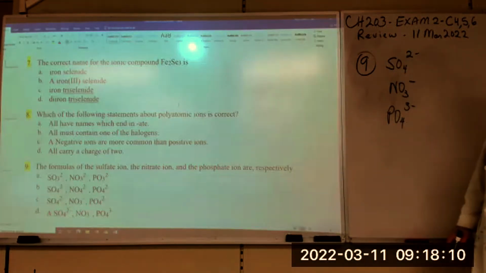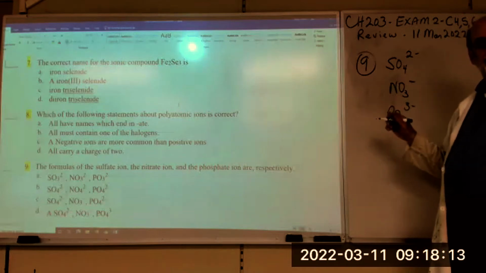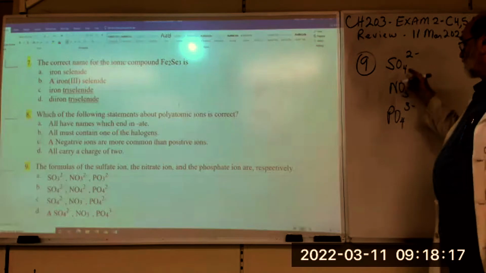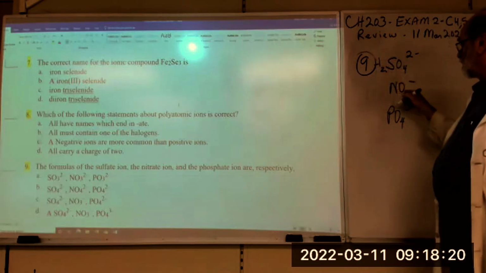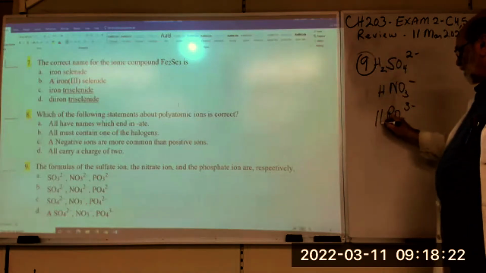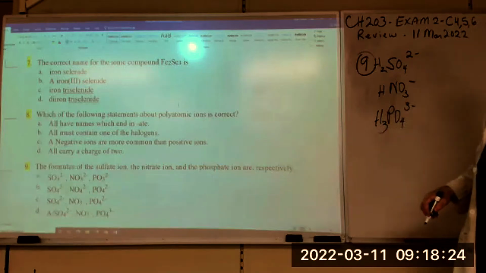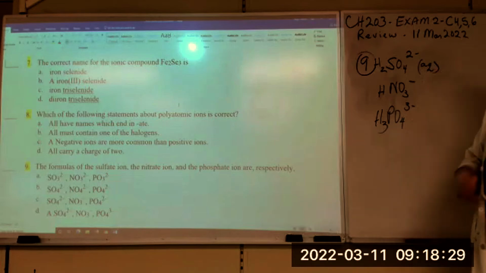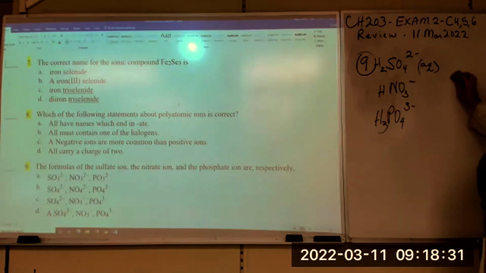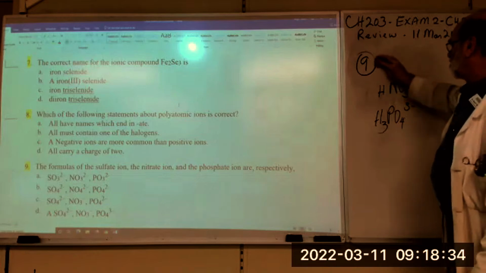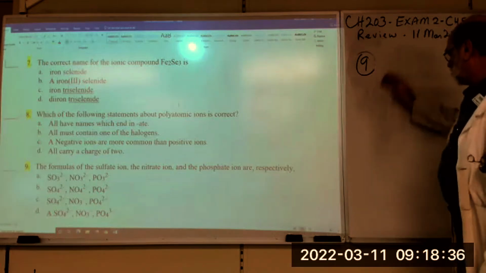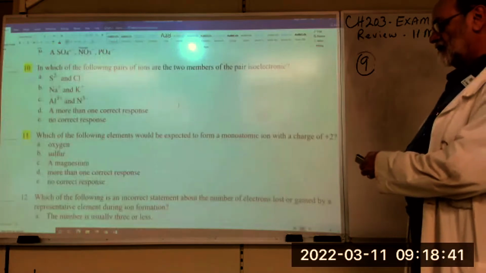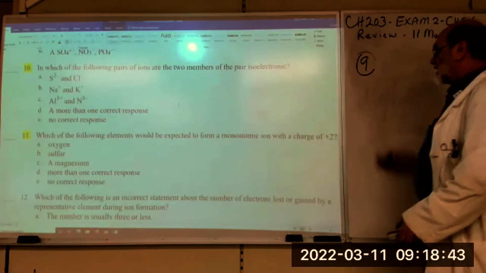So just for kicks, if we were going to make an acid out of each one of these, the hydrogen is going to have a positive charge, one positive charge. So this one would need 2. This one would need 1. That would need 3. And then you just have to put them in solution. And you'd have an acid. All right. That's good. Picks up 10 and 11.